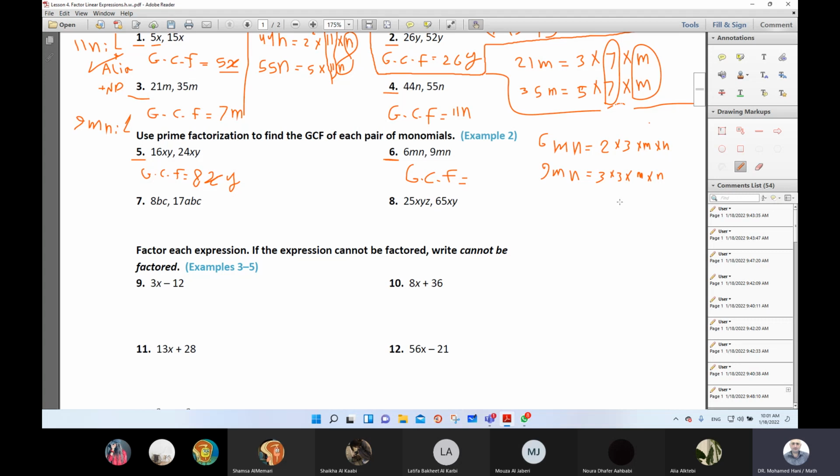What is the common? As you see, we have a three common, and we have m common, and we have n common. So the GCF will be 3mn. The answer will be 3mn. Okay. Now I want from all to try number 7, please.